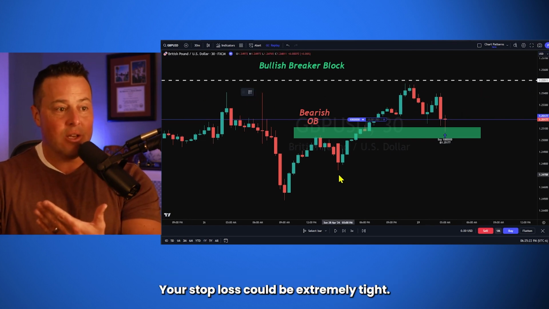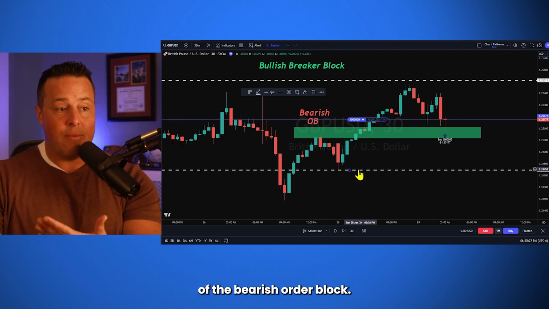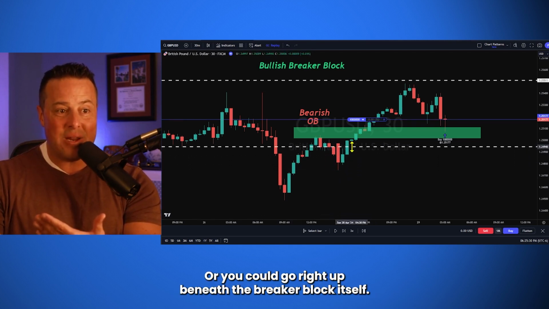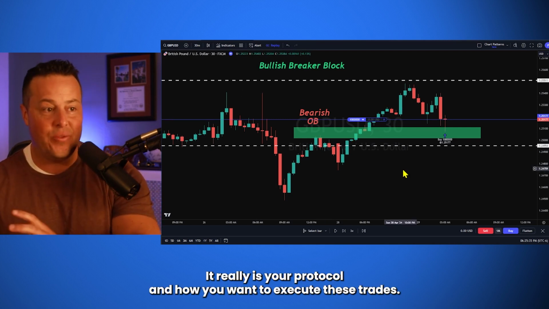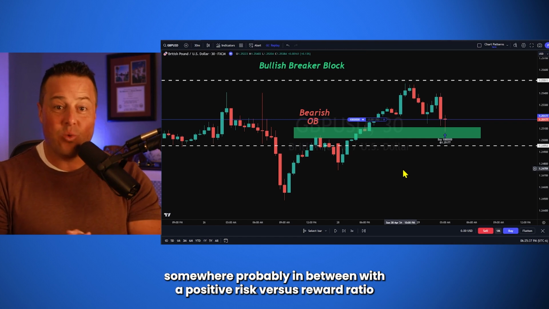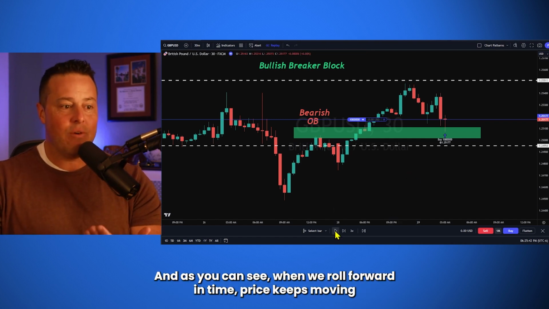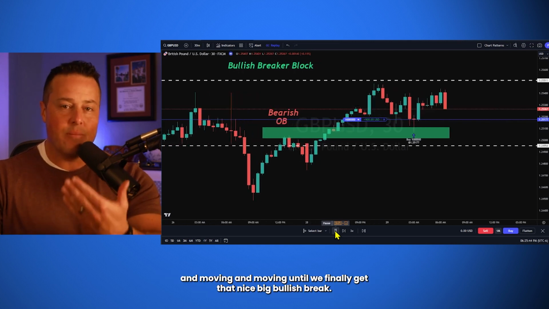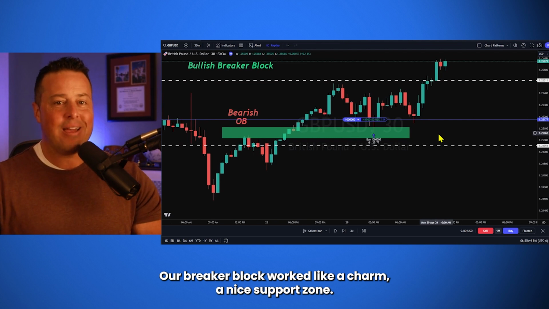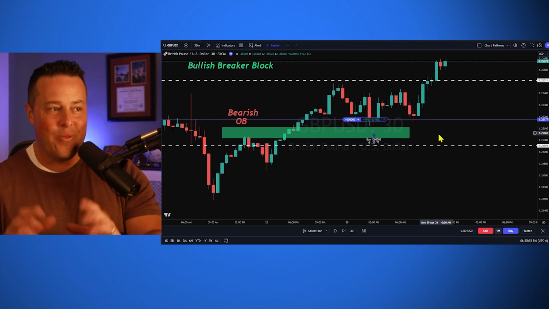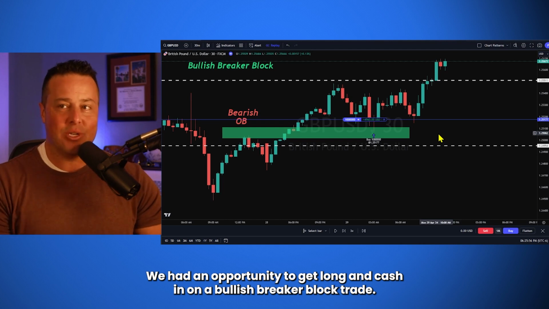Your stop loss could be extremely tight. You could go right there beneath this pullback off the failure of the bearish order block, or you could go right up beneath the breaker block itself. It really is your protocol and how you want to execute these trades. Somewhere probably in between with a positive risk versus reward ratio is going to be the ticket. And as you can see, when we roll forward in time, price keeps moving and moving and moving until we finally get that nice big bullish break. Our breaker block worked like a charm, a nice support zone. What once was resistance became support. We had an opportunity to get long and cash in on a bullish breaker block trade.